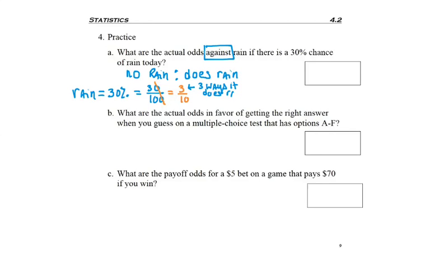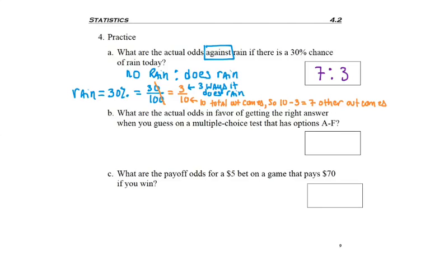That means 3 ways it does rain divided by 10 total outcomes. And keep in mind, the 10 came from 10 minus 3, 7 other outcomes, plus the 3 ways it rained. So the odds against rain today are 7 to 3 if there's a 30% chance of rain.